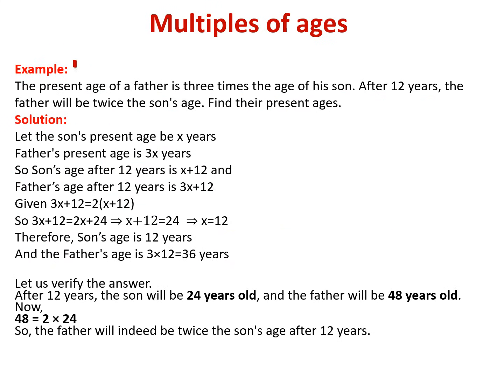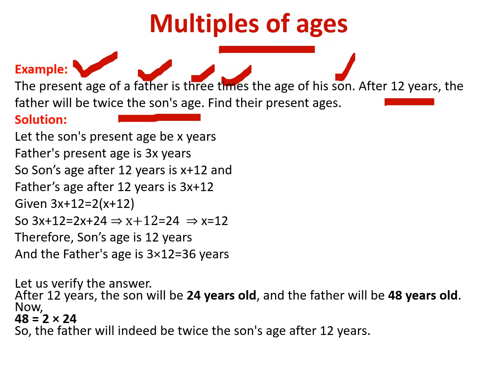Now, let us consider an example based on multiples of ages. The present age of a father is 3 times the age of his son. After 12 years, the father will be twice the son's age. We have to find their present ages. Let us solve this example step by step.